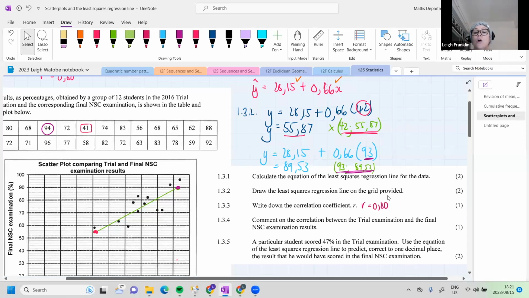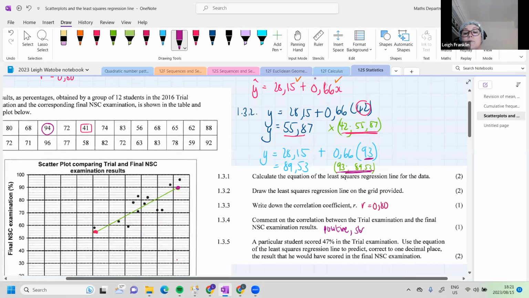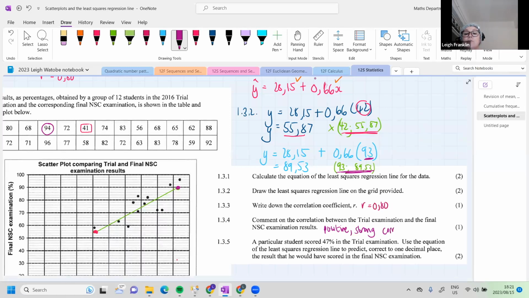So 0.80 is what kind of correlation? I need to comment on whether it's positive or negative, as well as its strength. So this would be positive. It is, well done, Seethley. It is a strong positive. Sorry, I should have said strong first and then positive correlation.